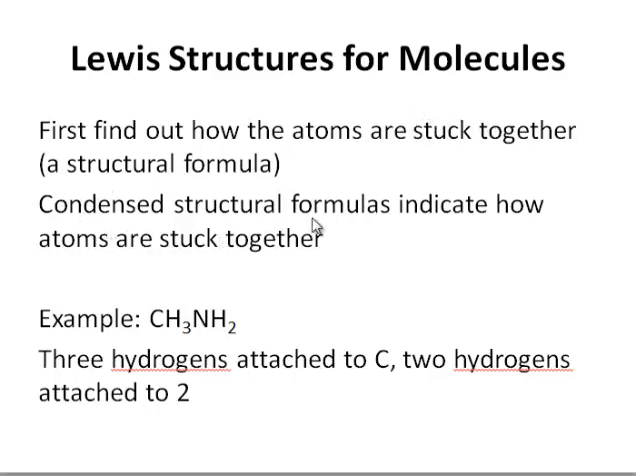Condensed structural formulas indicate how atoms are stuck together. So for example, here's an example of a condensed structural formula. Consider CH3NH2. This way of writing this formula means that three hydrogens are attached to carbon and two hydrogens are attached to the nitrogen atom.